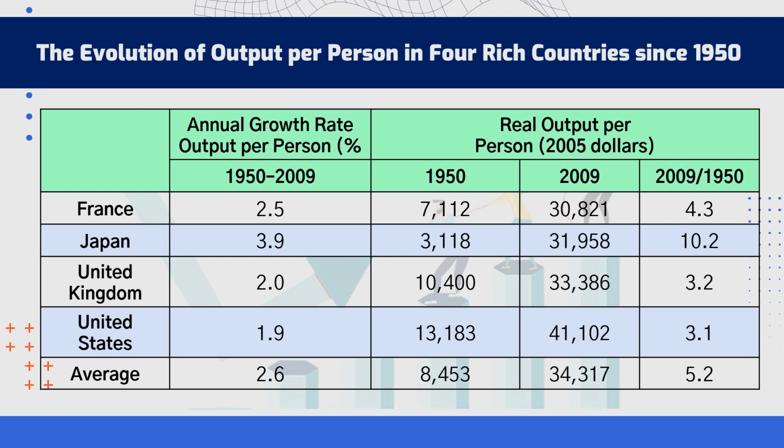Notice that each country has its own average annual growth rate over the period from 1950 to 2009. For example, Japan shows an impressive rate of 3.9%, reflecting a period of rapid catch-up and industrial transformation. In contrast, the United Kingdom and the United States exhibit more modest growth rates, around 2% and 1.9% respectively. These demonstrate that even among wealthy nations, growth dynamics can vary considerably.